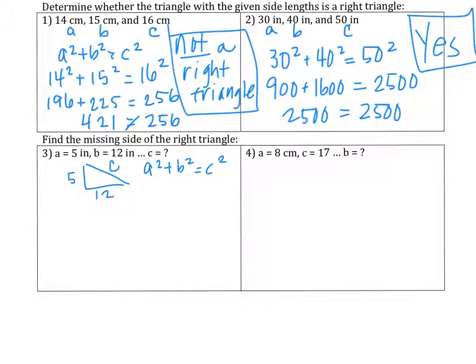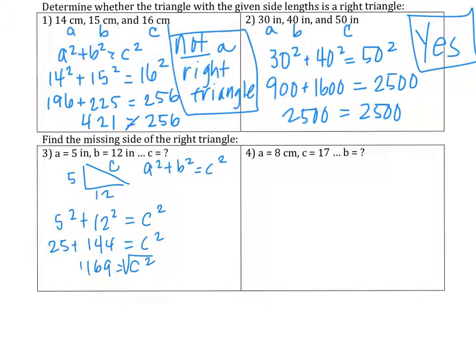And so we have A squared, which is 5 squared, plus 12 squared equals C squared. So it's 25 plus 144 equals C squared. And we add those together, we get 169 equals C squared. Take the square root of both sides, and you get C equals 13 inches.